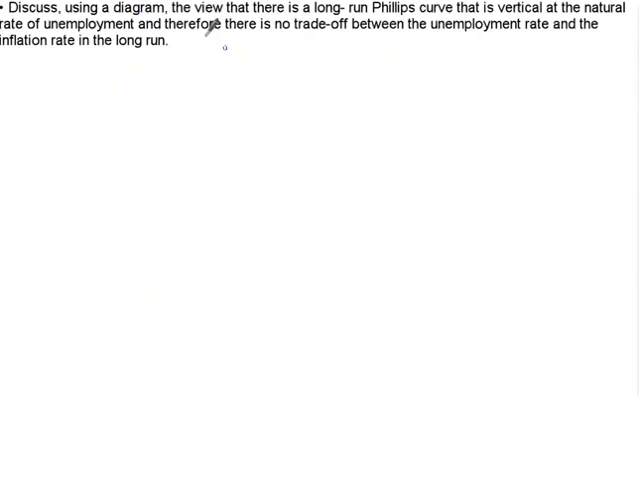So the question is, what happens in the long run? All right, and so this says, discuss using a diagram the view that there's a long run Phillips curve that is vertical at the natural rate of unemployment. And therefore, there is no trade-off, and here's the big one, no trade-off between unemployment rate and the inflation rate in the long run. So here's how this works.